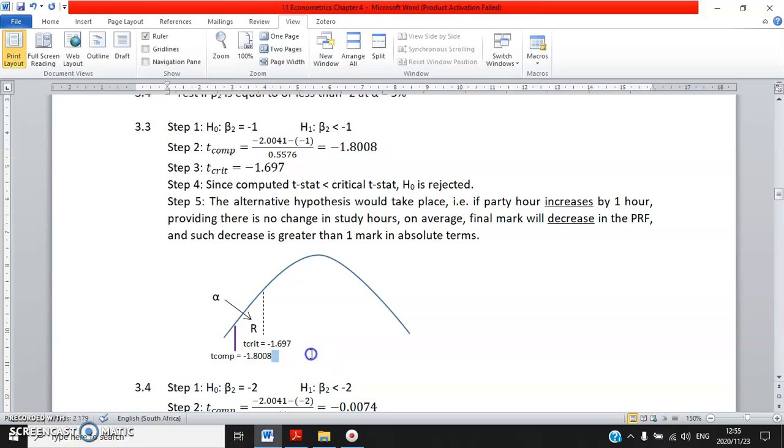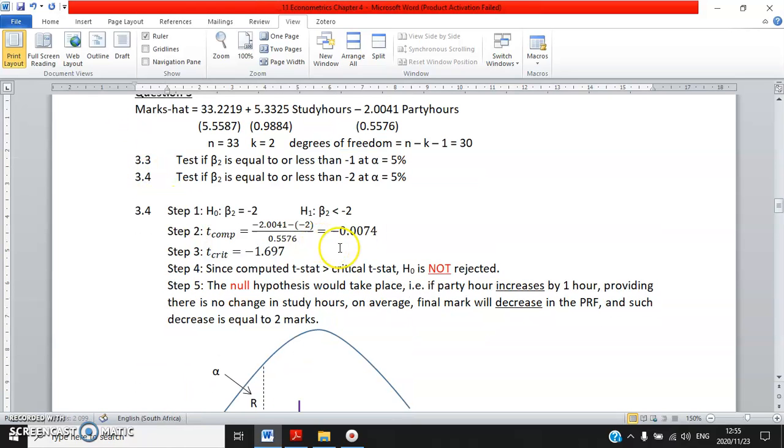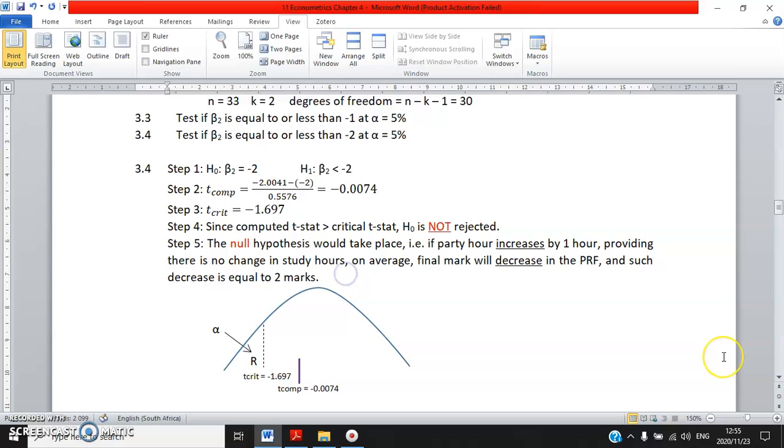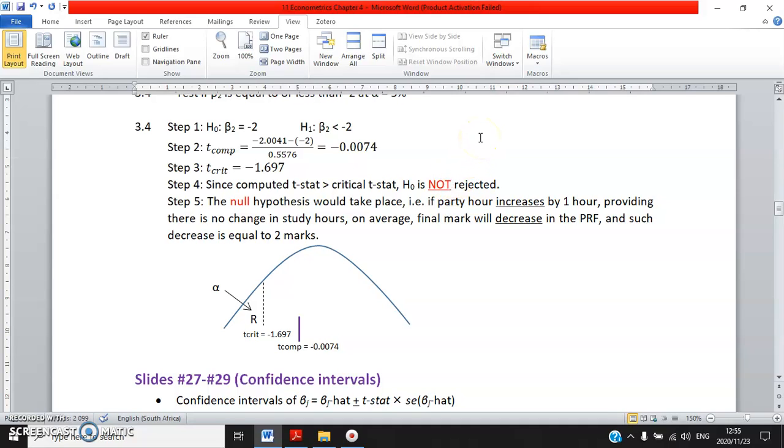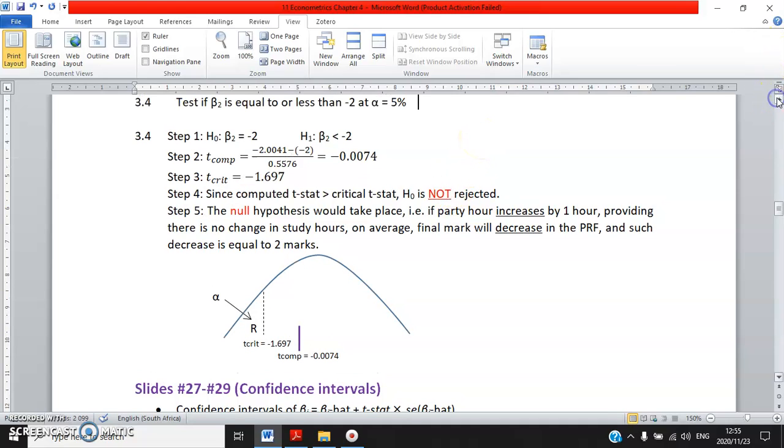Okay, happy with this? Then the last one. Again, this time I don't want to talk too much. I want to give you 1 minute to go through the answers. Oops, sorry. This time we do not reject the null hypothesis.